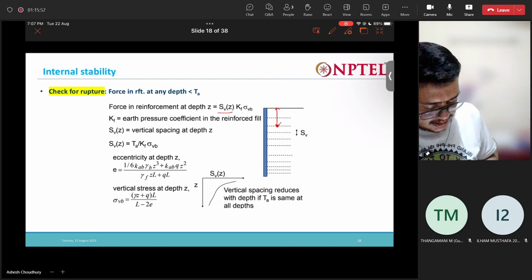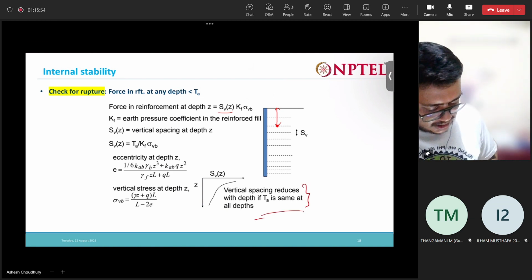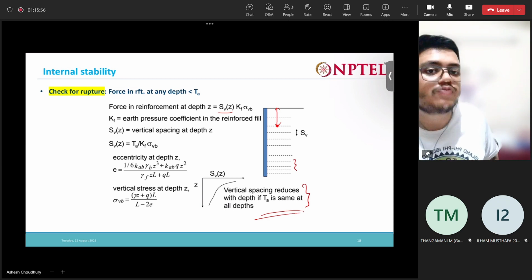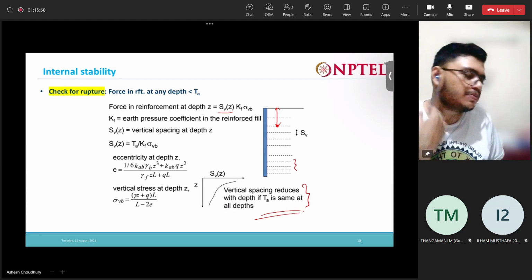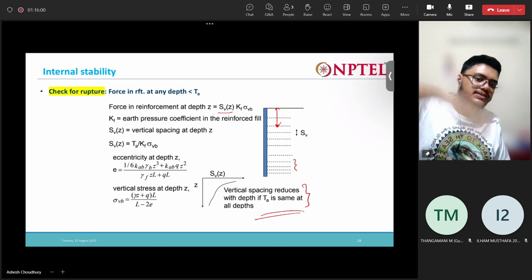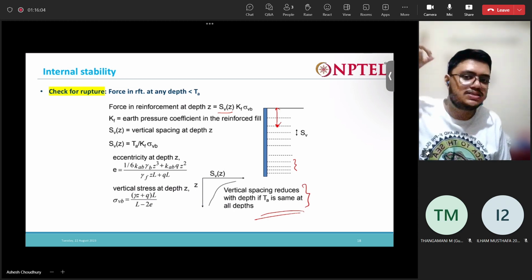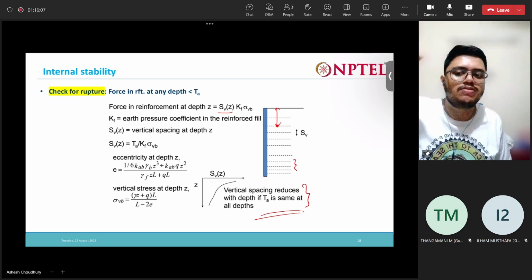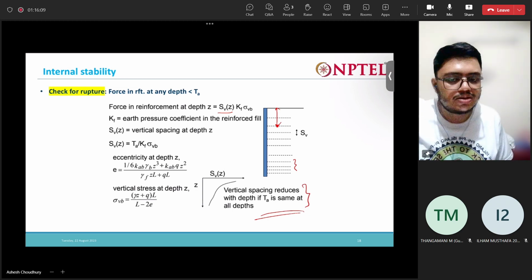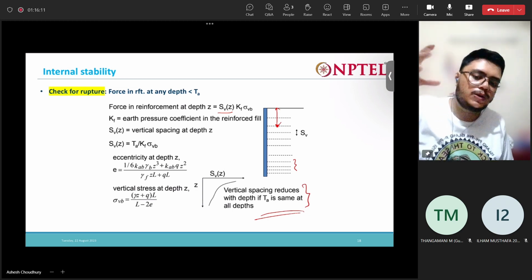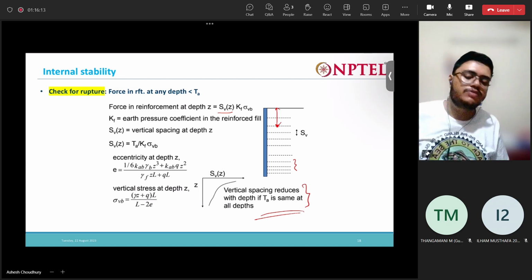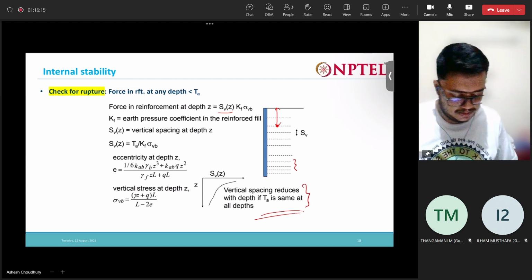And here, a very important thing is written, and you can see from here also, this vertical spacing reduces with depth. Obvious reason, because as depth increases, the vertical pressure is increasing. The force in reinforcement also will increase. So to account for that, what we do, we reduce the spacing of the reinforcement. All right.